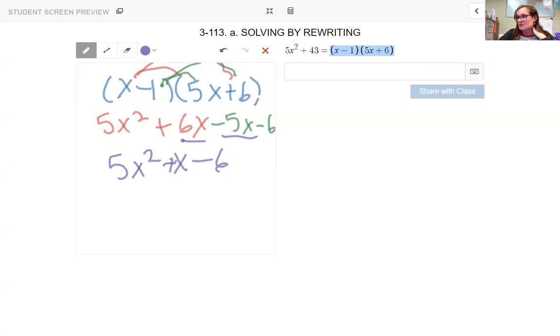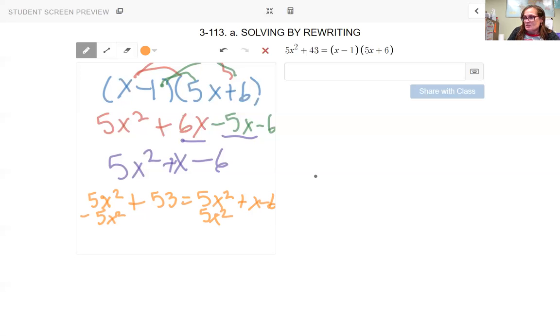So now we need to set those two equal to each other. Okay, let's see, we'll pick orange now. We've got 5x squared plus 43 equals 5x squared plus x minus 6. We need to solve for x. So let's see, the first thing I see is that we have a 5x squared on both sides. That means we can subtract 5x squared to cancel those out.